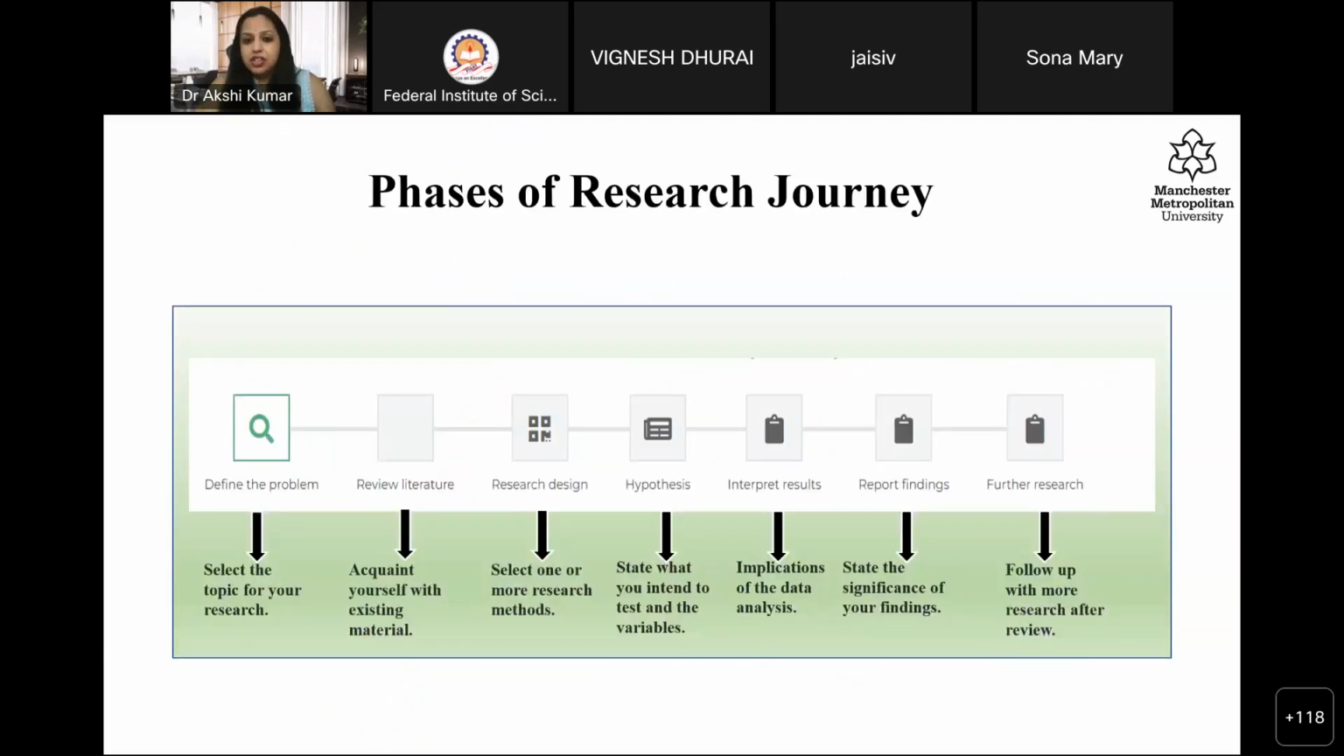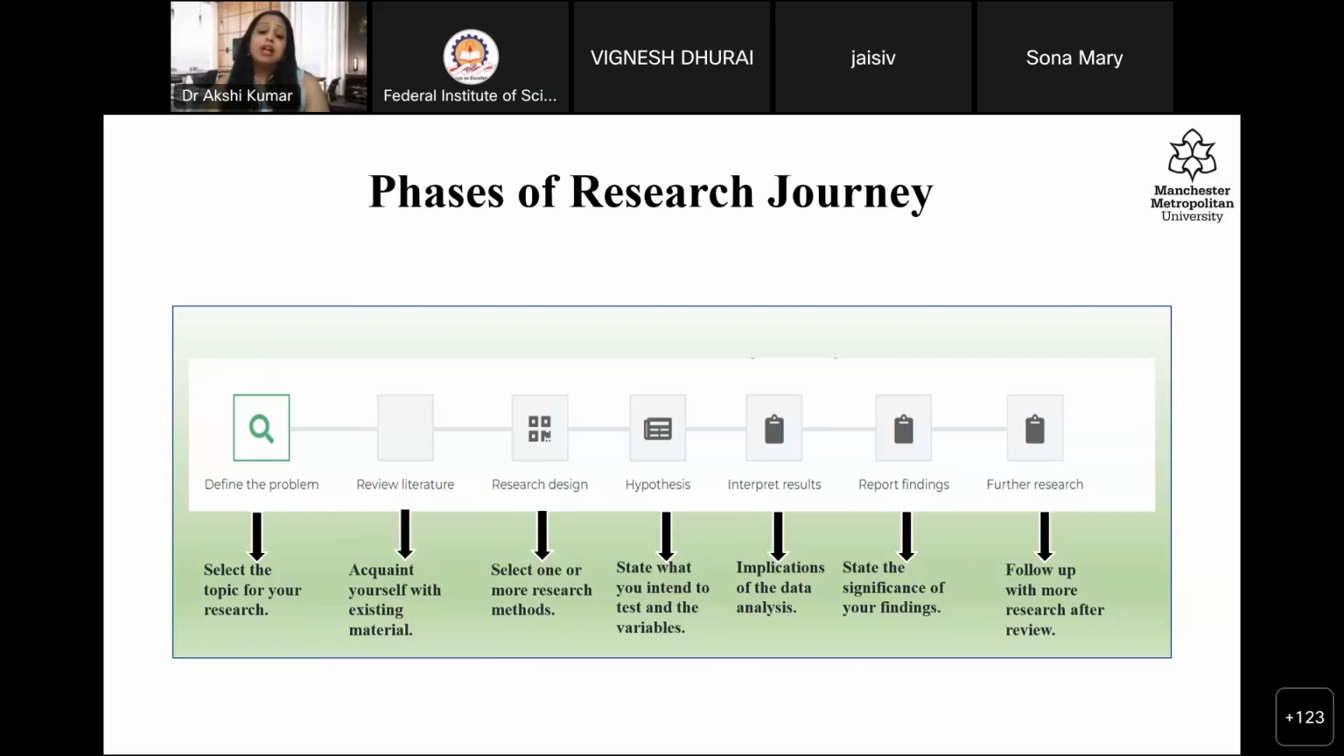So when you start your research journey, or anyone who plans to start a research journey, these are generally the phases that a research has to go through. The first is that you define a problem where you select the topic of your research. Next is a literature review, which helps you to cover the background and the related work. You basically acquaint yourself with the existing literature. Then you have the research design, where you select one or more research methodologies. You would be designing this kind of methodology, say machine learning, deep learning, you'll be using that.